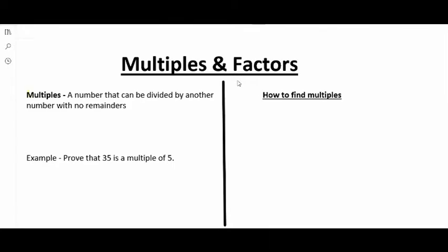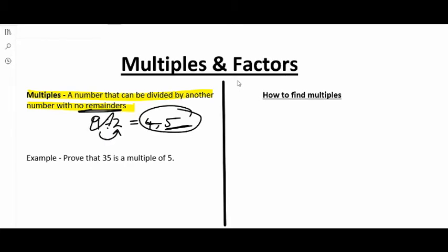Multiples: a number that can be divided by another number with no remainders. Well, what does this mean? If we take 9 and divide it by 2, the answer is 4.5. Clearly, there's a remainder, so this breaks our definition completely. 9 cannot be a multiple of 2 because of this very reason. So, there was actually no point of me doing this.